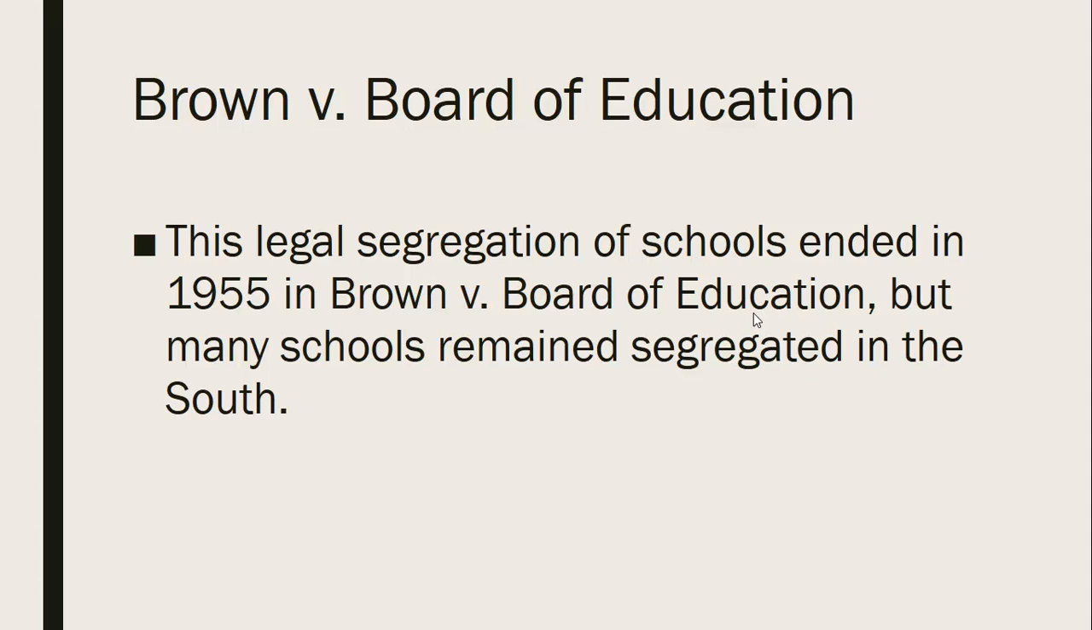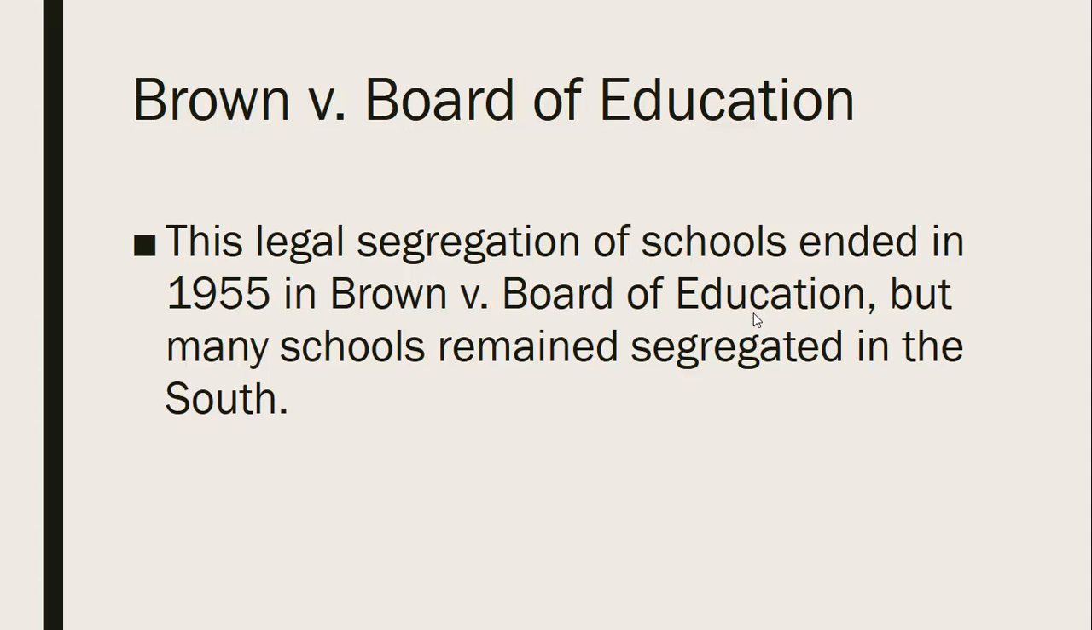This court case went all the way to the Supreme Court, and we've learned that when the Supreme Court rules on something, that ruling affects the entire country. The Supreme Court ended up ruling that separate but equal was not fair because it was not equal. Therefore, they said that it is illegal to mandate that schools be segregated.